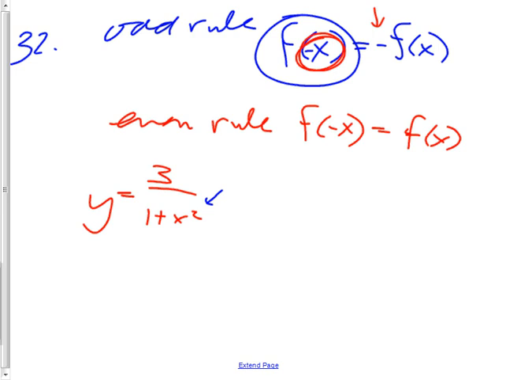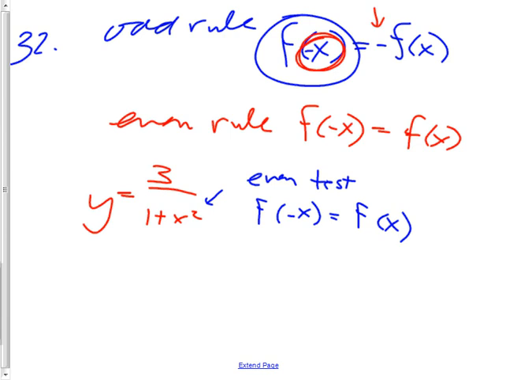If I test it's not even, it's not automatically odd. It could be neither. There's really three tests. You test the odd, test the even, and then if it's neither one of those, it's neither. All right, so I'm going to test even. So the even test is this, f of negative x equals f of x.